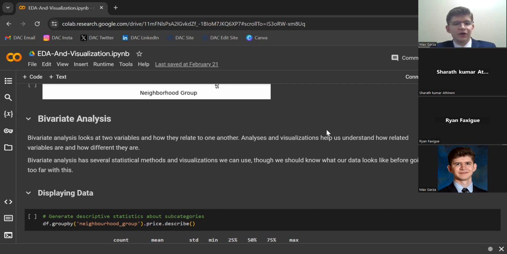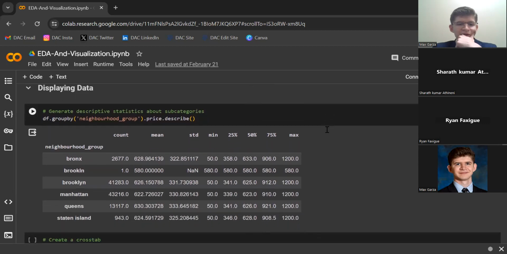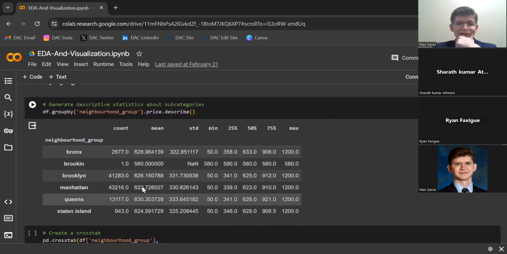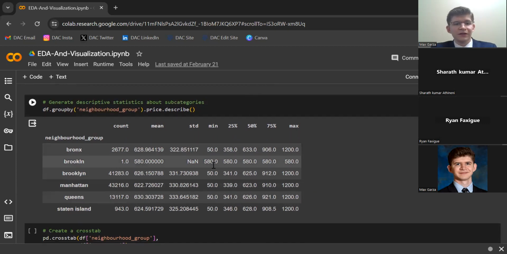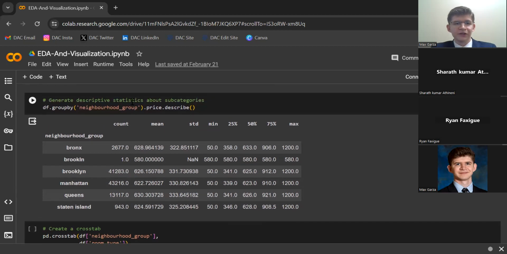And there are stats methods and visualizations, but we should always have a good idea as to what the data is itself before we get too far into things. And one thing you can do is produce tables that basically show both of your variables together. So what this is doing is calculating the count, mean, standard deviation, etc. of the price for each neighborhood group.